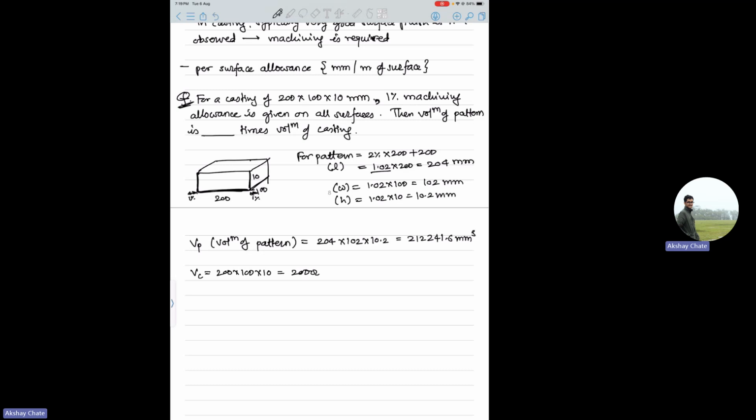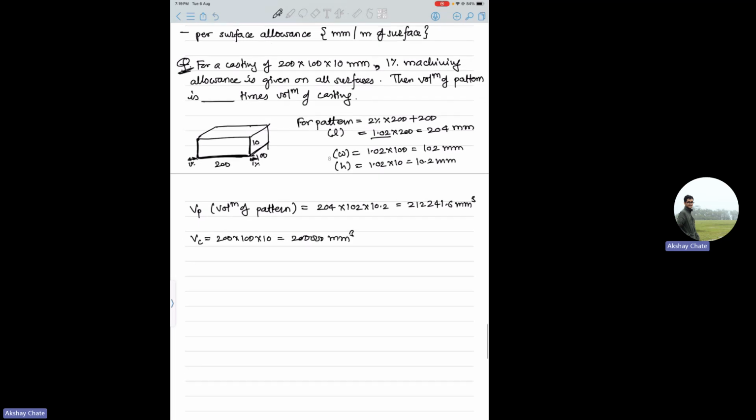That is nothing but 2 lakhs. And what they're asking is what is the ratio of your pattern to the casting. So VP by VC, if you just do this, comes out to be 1.061. Okay, so this was your answer. So like this you have to solve these types of questions. So this is about the machining allowance.